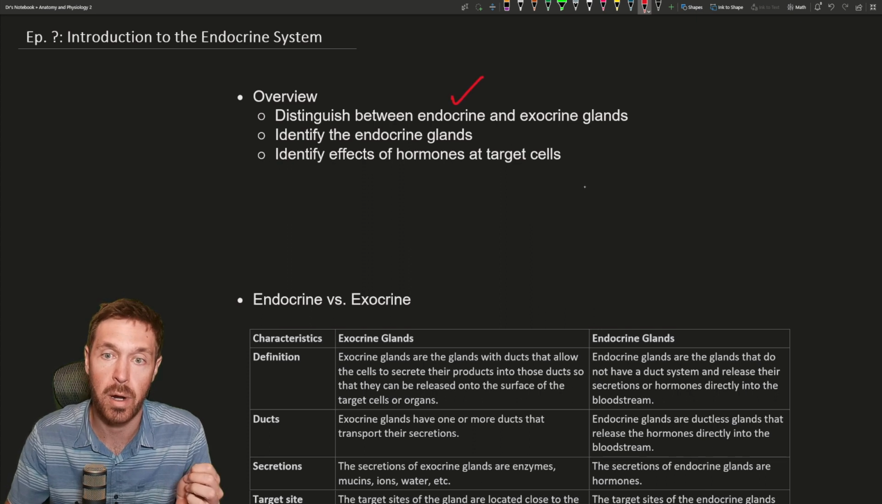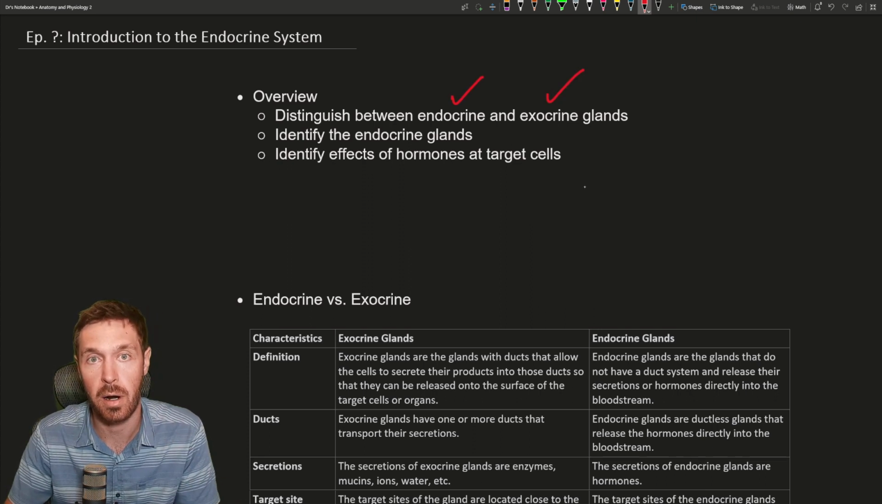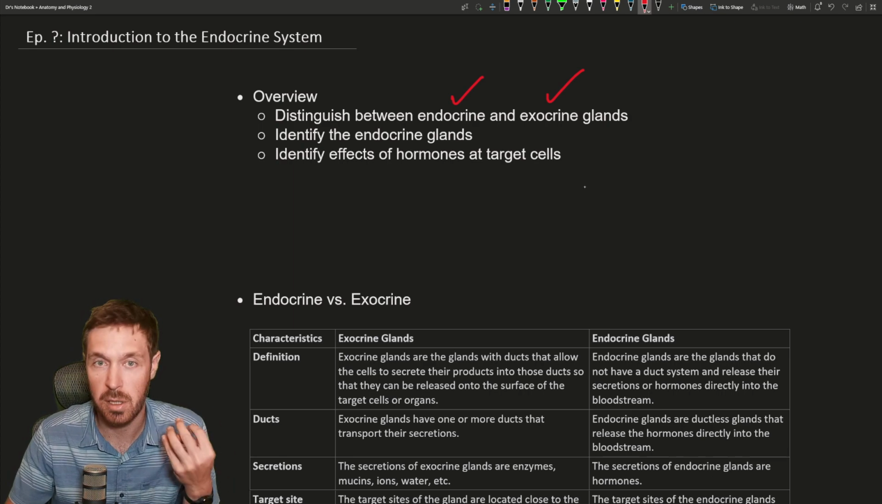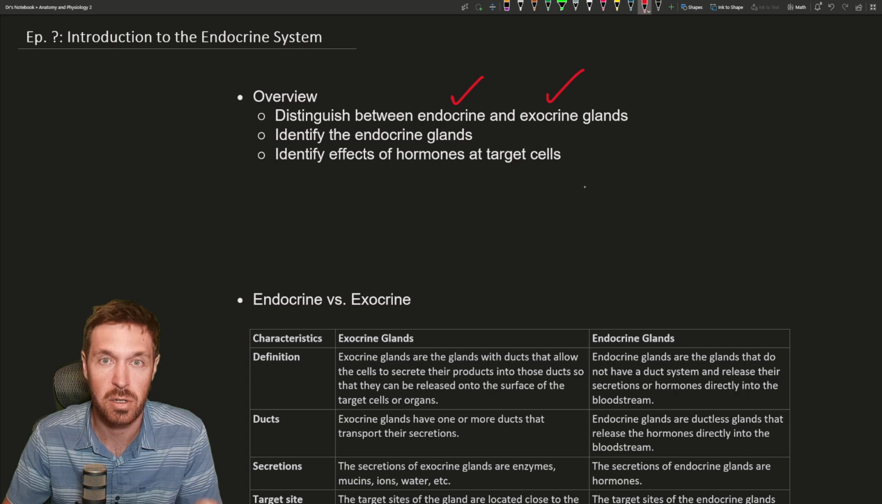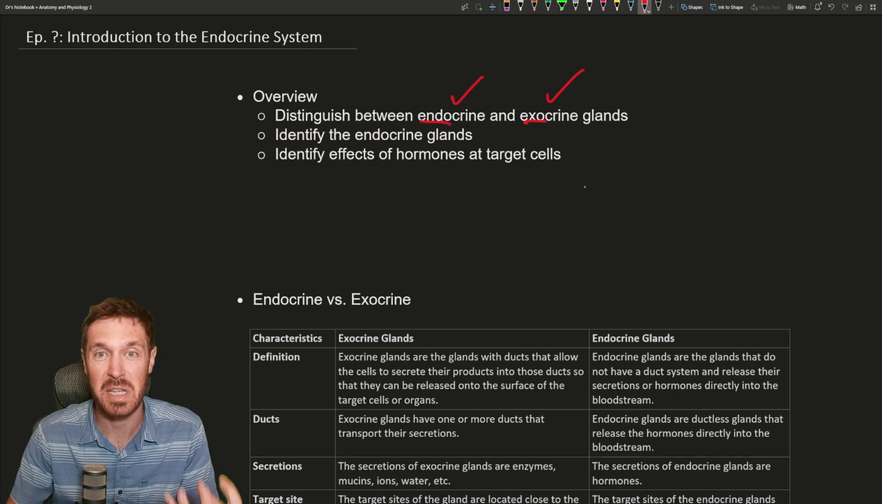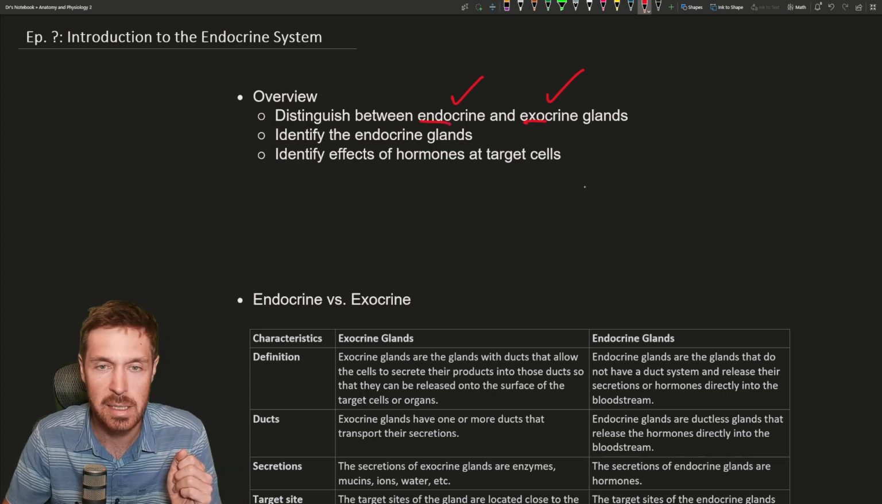So we're going to compare what an endocrine and an exocrine gland are. Exocrine glands we talked about briefly before for the tissues, and those are secreting things onto the external surfaces via ducts. Endocrine are more internal, so inside the body. We'll break down the details of it then.